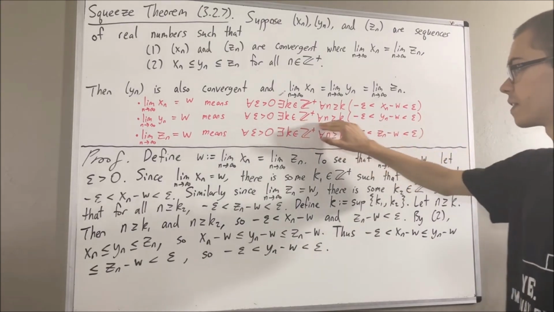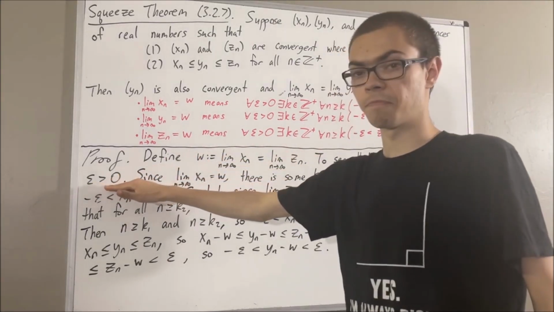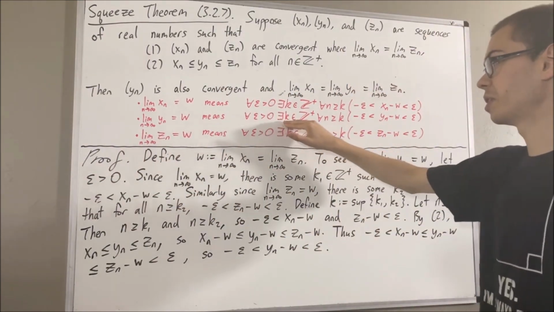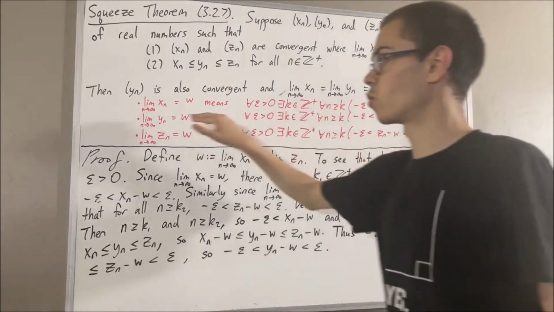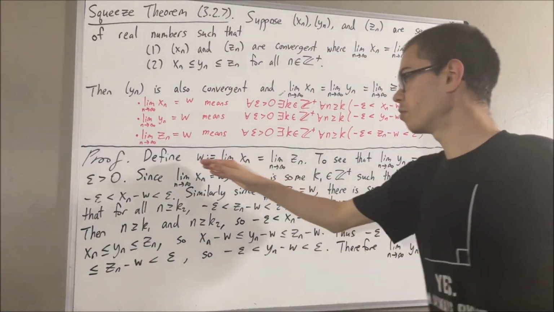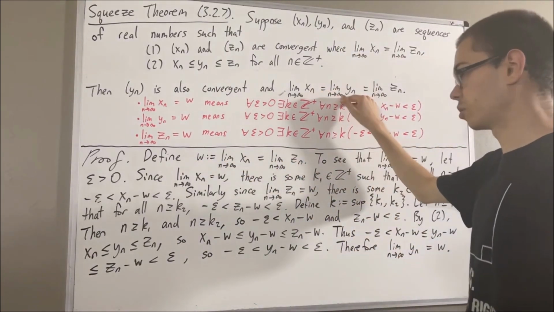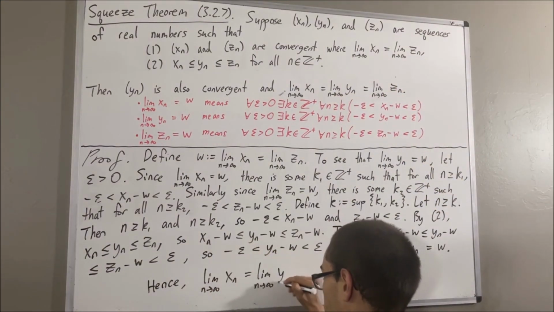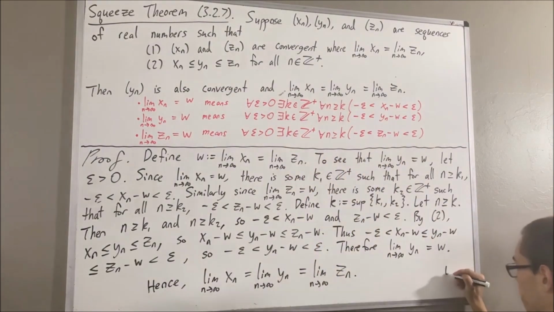And we proved this statement under the assumption of some arbitrary epsilon greater than 0. Since epsilon was arbitrary, this means we have shown for all epsilon greater than 0, this is true. So we've proven this entire statement, which amounts to proving that yn converges to w. Since w is equal to the limit of xn and the limit of zn, this means we have shown the limit of xn is equal to the limit of yn, which is equal to the limit of zn. And that is exactly what we wanted to prove. So this completes the proof.